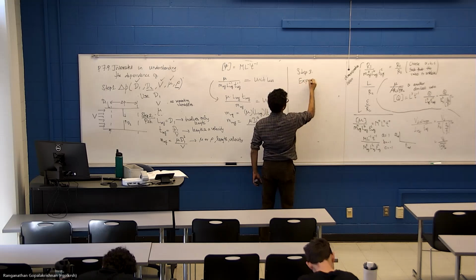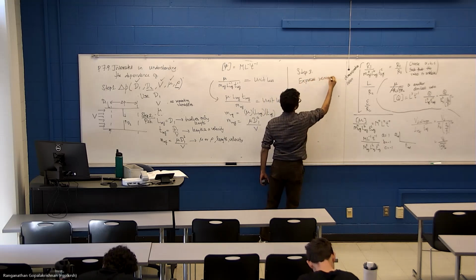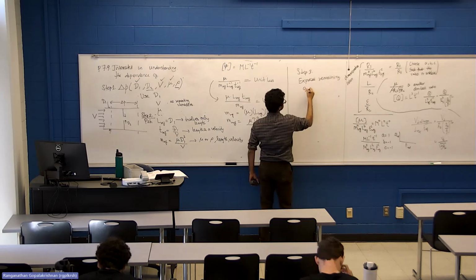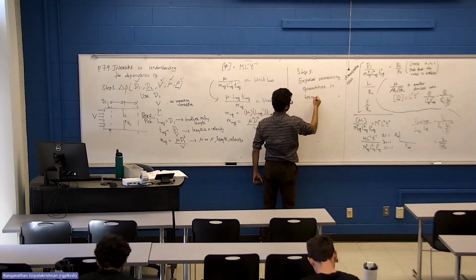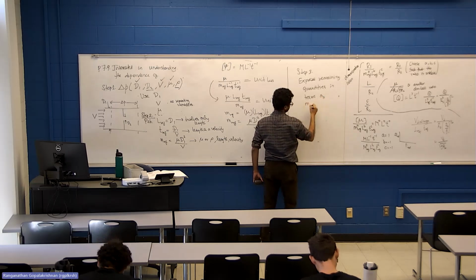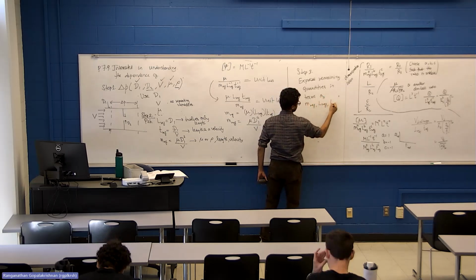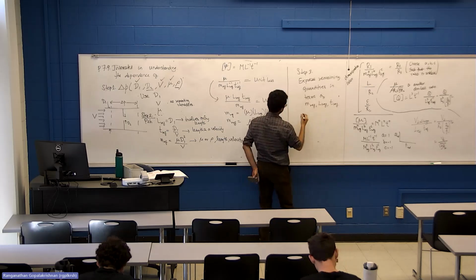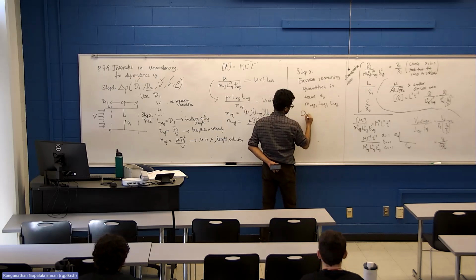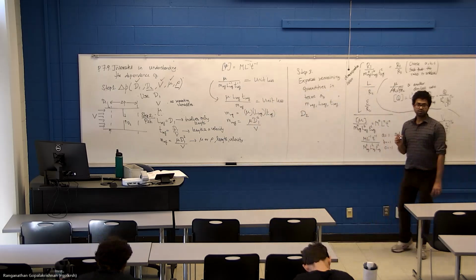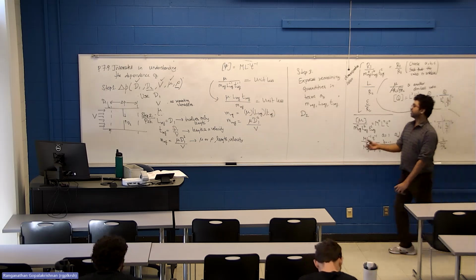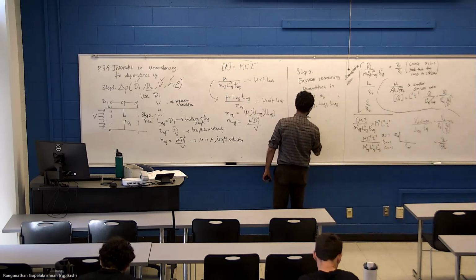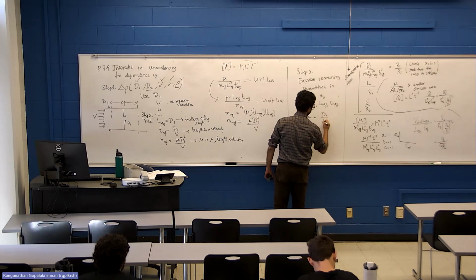express remaining quantities in terms of M ref, L ref, and T ref. The remaining quantity in this case is D2. How to express D2? How to write D2 as a ratio? D2 over L ref, good, which is D2 over D1.